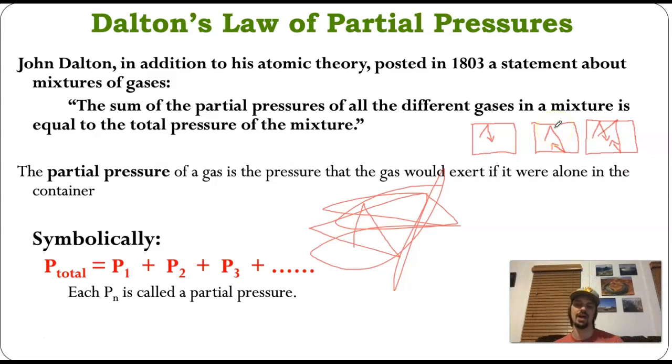So Dalton found that it doesn't matter if I have the gas by itself or in a group. The pressure that that gas exerts at a specific temperature in a specific area is not going to change. So I can get the total pressure of a mixture by adding up the partial pressures of those gases. It's a little easier gas law than what we've been doing because it's not really algebra here. We're just adding and subtracting.